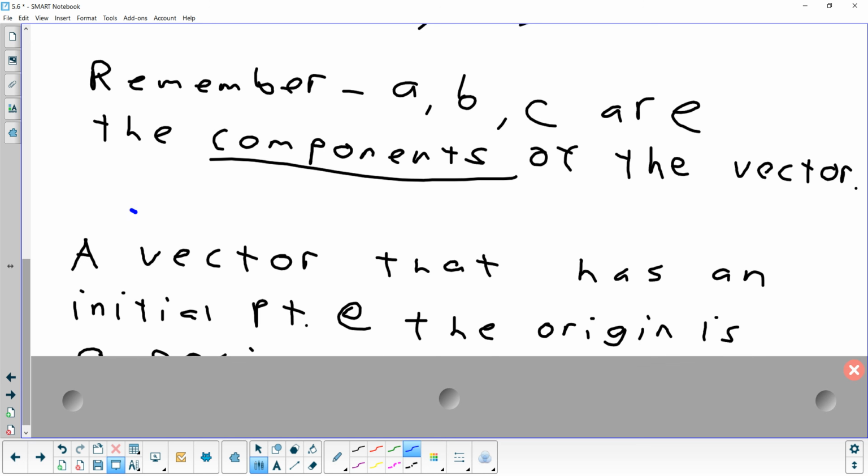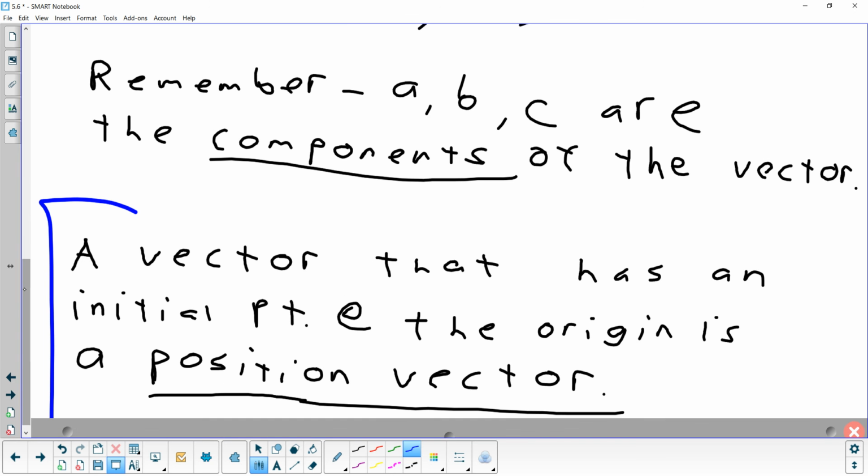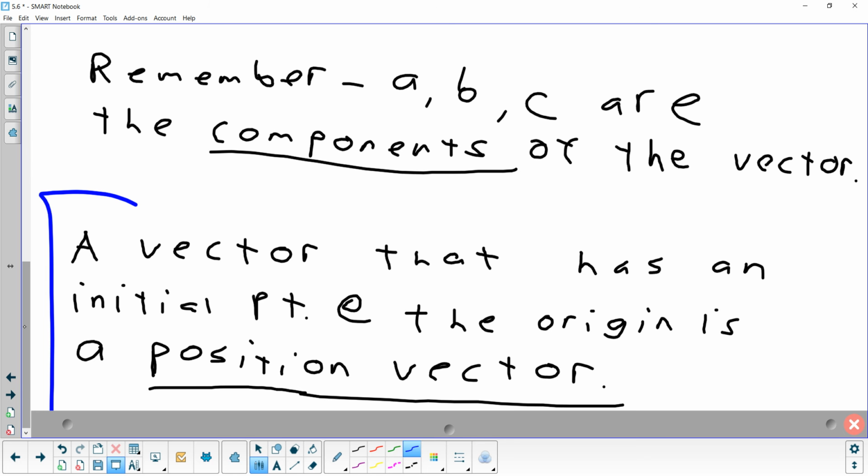All right, this is something we said on Monday. If you have a vector that has its initial point at the origin, anybody remember what the name of that is? A vector that starts at the origin. We said you can start anywhere you want, but the origin is the most common place. That's called a position vector. That definition isn't any different in 3D. A three-dimensional vector that starts at the origin is called a position vector.